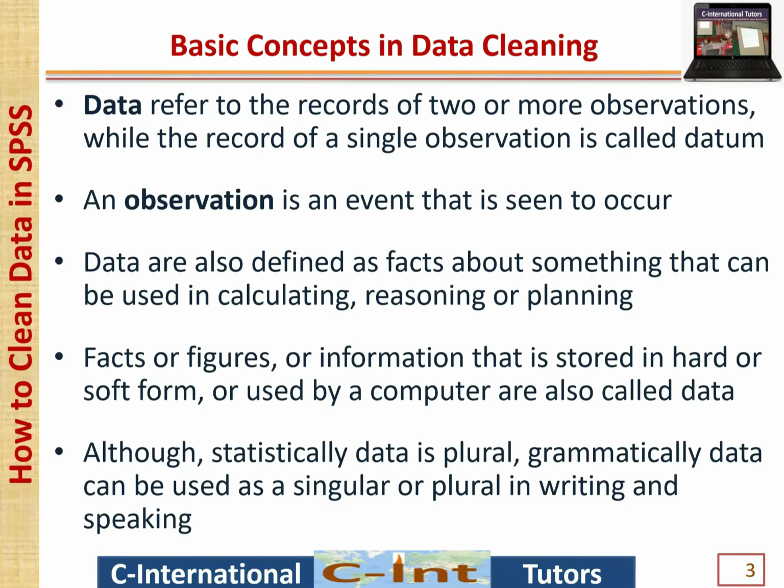Data refers to the records of two or more observations, while the record of a single observation is called a datum. An observation is an event that is seen to occur. Data has also been defined as facts about something that can be used in calculating, reasoning, or planning. Although statistically data is plural, grammatically data can be used as a singular or plural in writing and speaking.